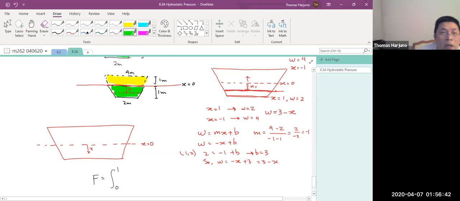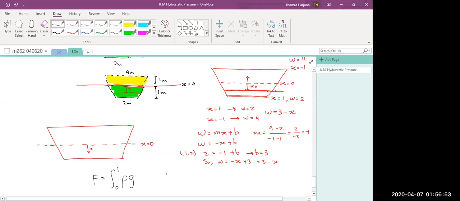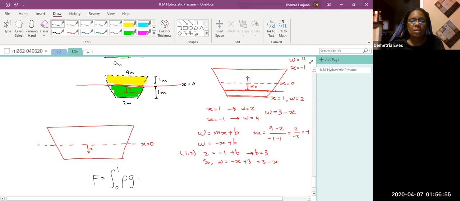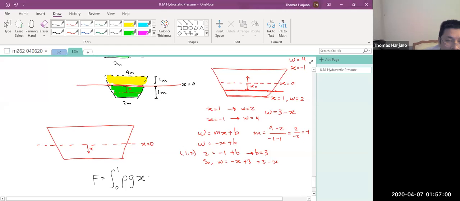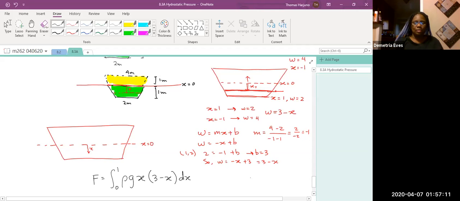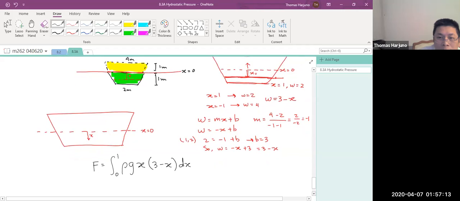Now it will be rho g times, how do we define the depth here? Just x. And then for the depth x, the width will be 3 minus x, dx. Now, I believe you can compute this yourself.